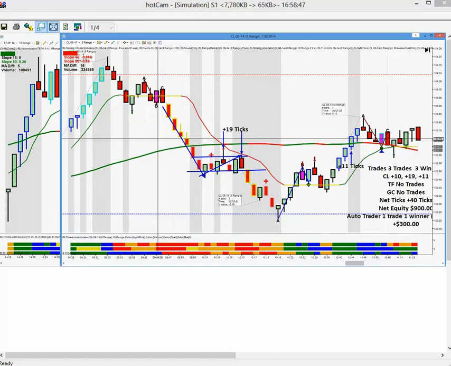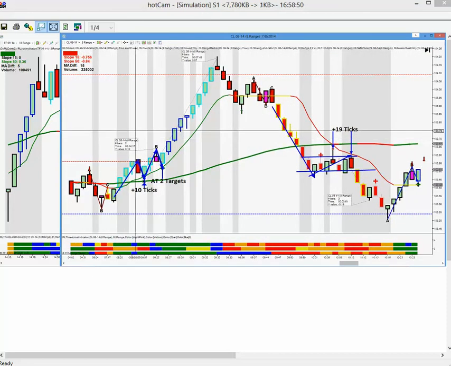Here was our first trade. Actually, let me go to our first trade. Right here. Remember I said that what we want to do is take trades into a confirmed uptrend.